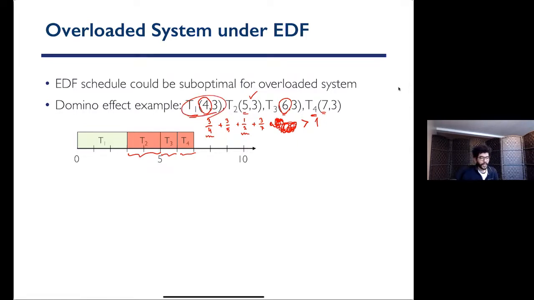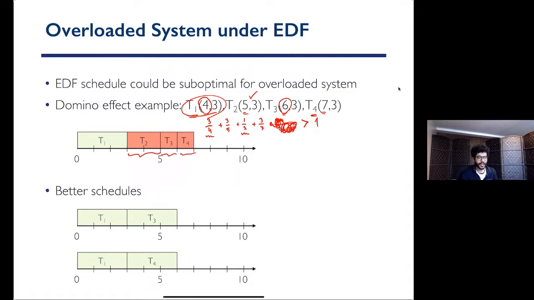Now, if you look at this, although the system is not schedulable, there is a schedule that is better than this. Here is a better schedule: I can run T1 and T3, for example, or T1 and T4. With both of these schedules, at least I will meet 2 jobs' deadlines, right? So both of these are better than this one. But again, EDF guarantees schedulability as long as the system is not overloaded. The moment the system becomes overloaded, EDF behaves in an unexpected way. So it doesn't produce the best possible outcome when the system becomes overloaded.